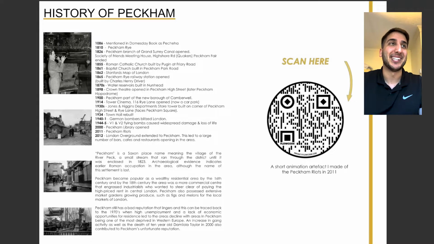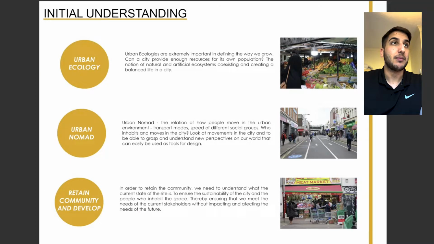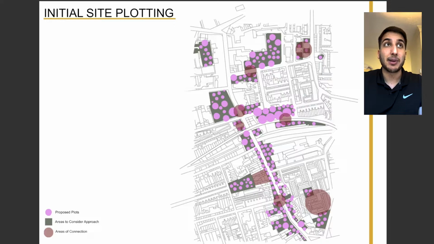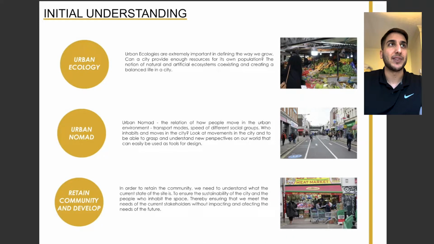But going back to the history of Peckham, some really quick information, giving the foundations of how the area came about, what the area of London, Peckham, was known for, and over the years what's happened, and the rebuilding of the place itself. Initial understanding, so breaking it down to the three areas: urban ecology, urban nomad, and retaining the community and developing.